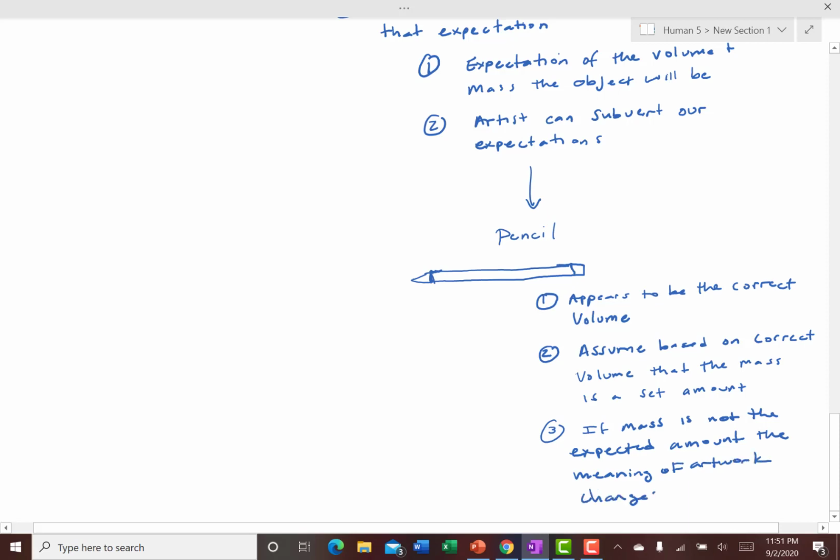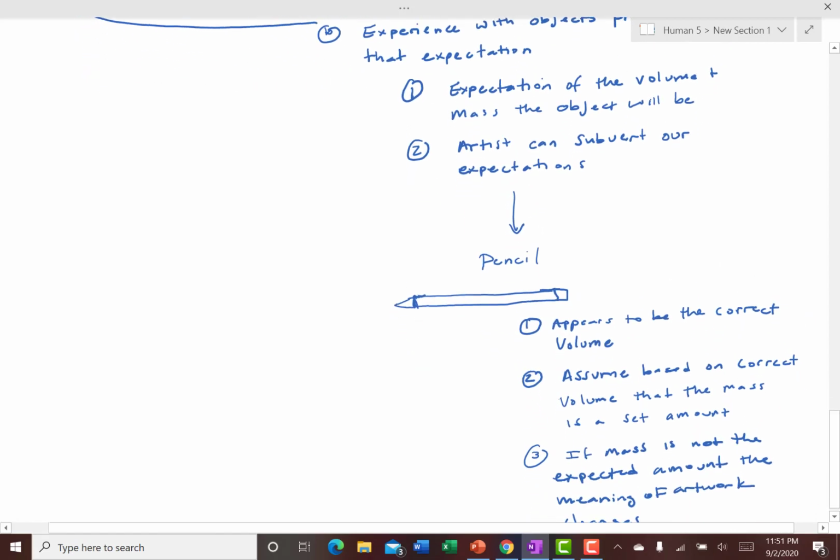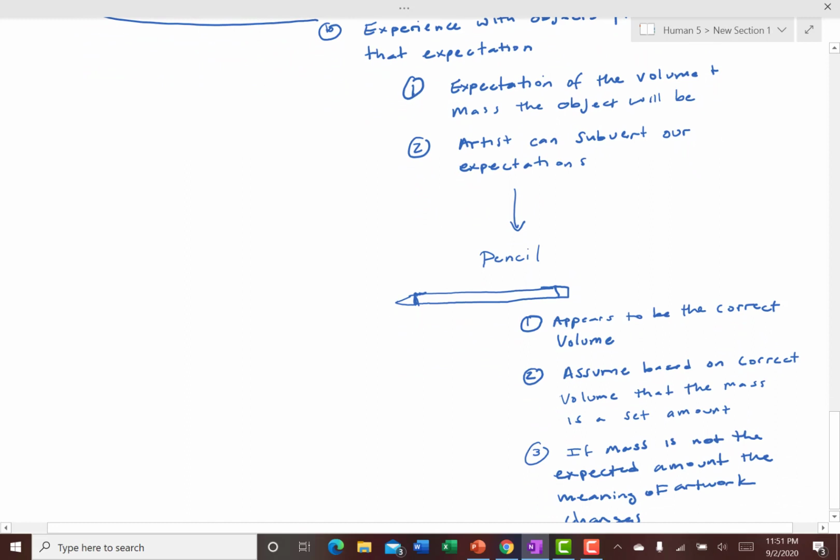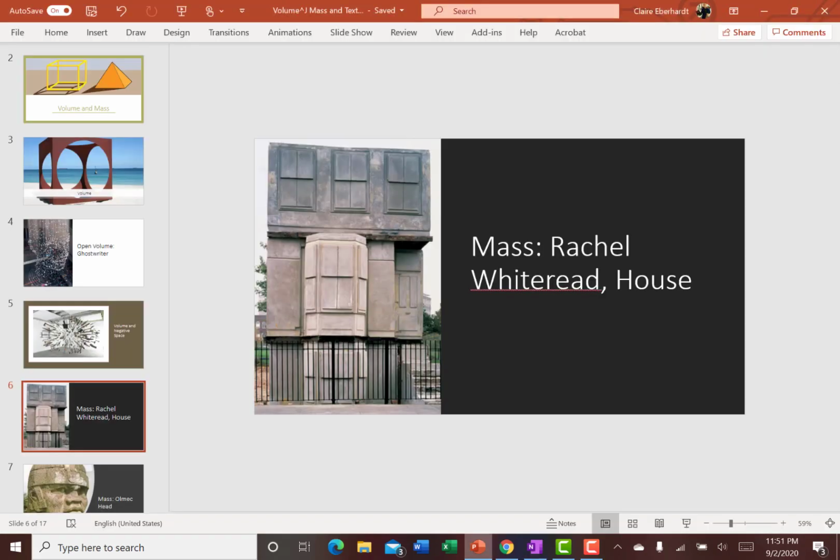Or the meaning of the object, depending, right? And so you can play with this to manipulate and change the expectation from what our expectation of that is. So let's look at an example of the mass.